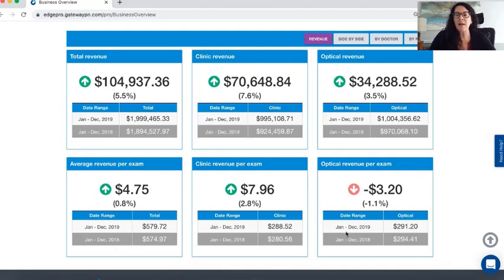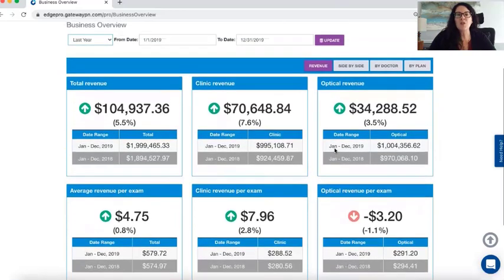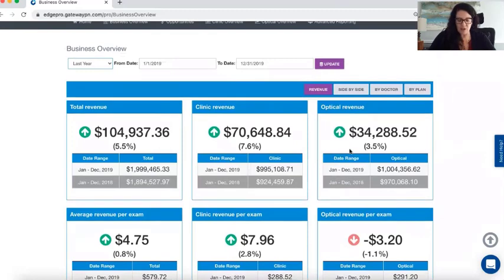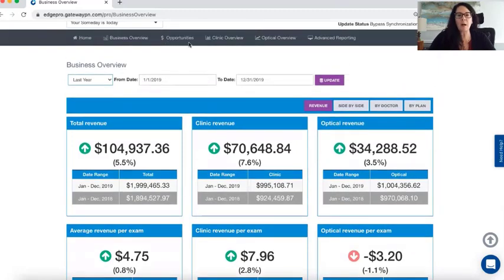And we can see that for 2019, in comparison to 2018, we're down in our optical revenue by $3.20. That's about a 1.1% difference. Everywhere else in our clinic is doing well, but we need to take a look at what is happening within the optical. So the first place that I would like to start would be our opportunities.